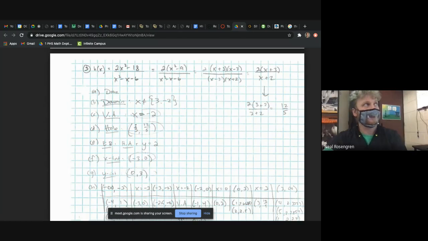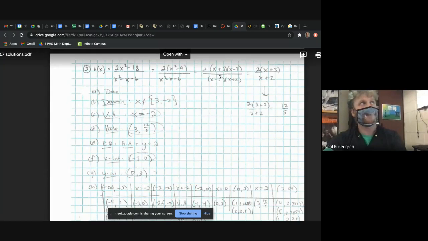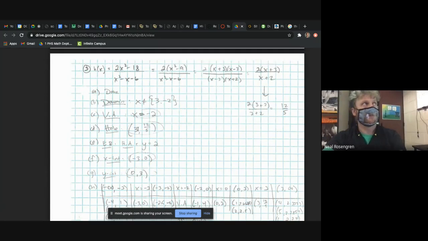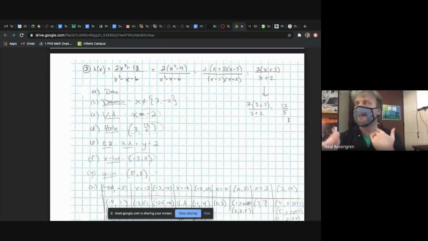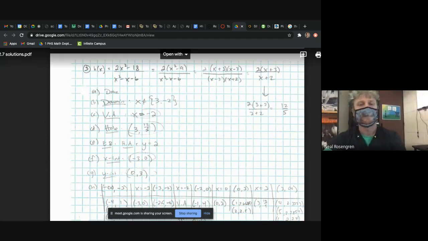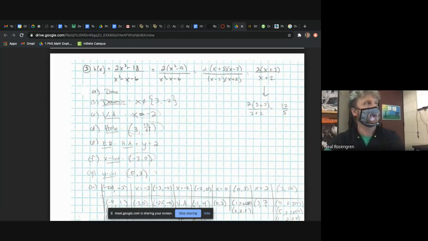The x value for that hole is the 0 from that factor, x - 3, so 3. To figure out the y value that goes with it, I take the simplified version of that function, and wherever there was an x, I drop in this number. So x and x became 3 and 3. I got 12/5, or 2.4. Either one's fine. I can't plot it perfectly, but I can do the best I can. So 3 and -2 are the x values I can't use, but one of them is for a hole and the other one is for the asymptote.